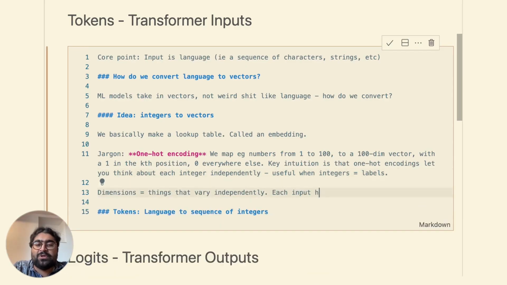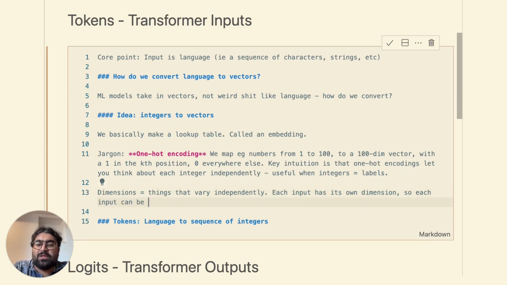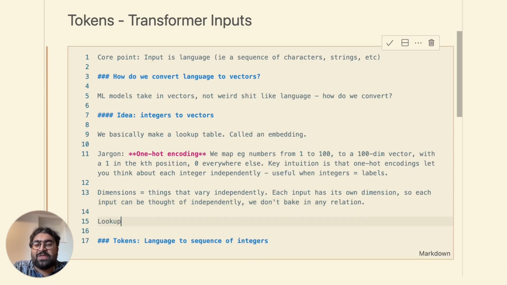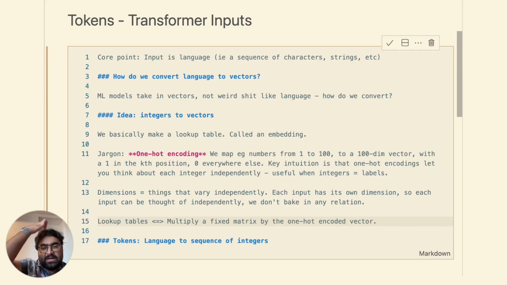Each input has its own dimension, so each input can be thought of independently. We don't bake in any relation. And a cute thing about one-hot encodings is lookup tables are equivalent to multiplying a fixed matrix by the one-hot encoded vector. In the transformer, this is going to be called an embedding matrix.